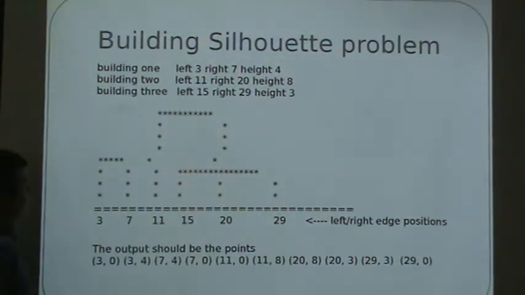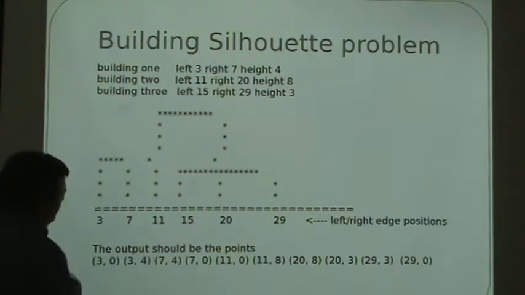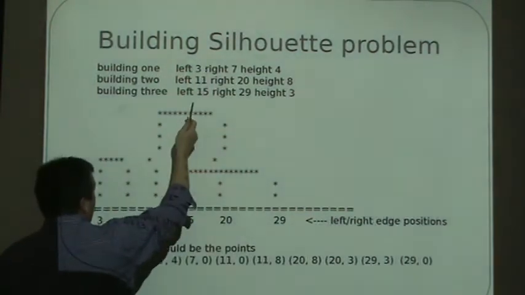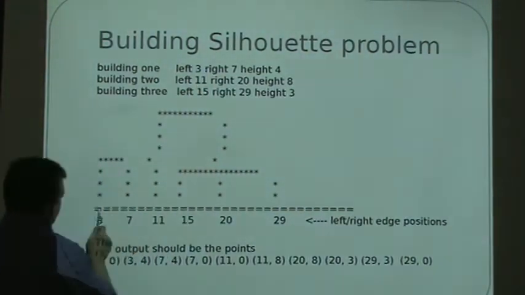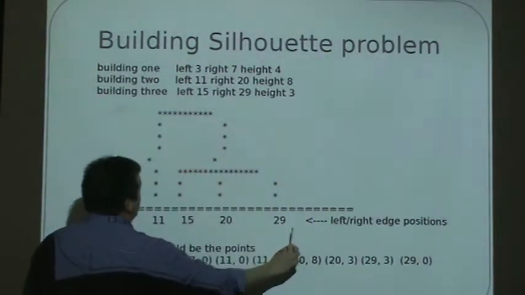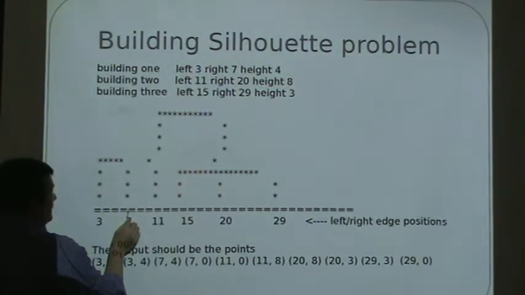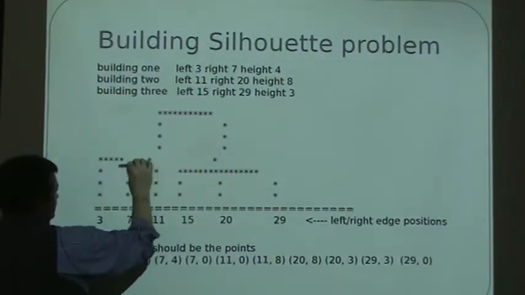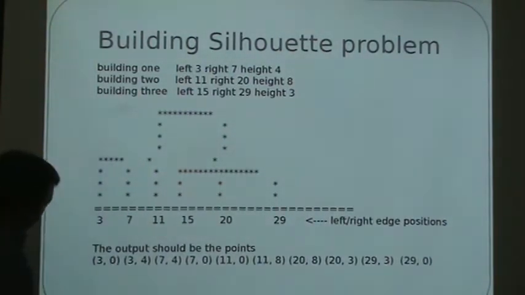The question goes like this: you're given a series of inputs, and the inputs are buildings. Building one has the left part of the building at location 3, on an x-axis going across, the right part of the building at location 7, and the height of the building is 4. And then you have a second building.